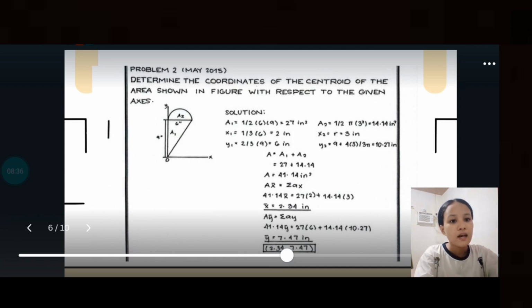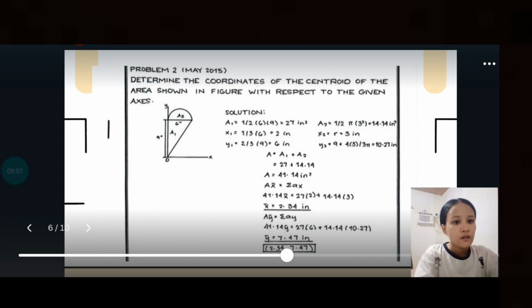Next, let's get the area. To get the area, we just need to add our A1 and A2. So A is equal to A1 plus A2. Our A1 is 27 plus A2, which is 14.14, which is equal to 41.14 square inches.